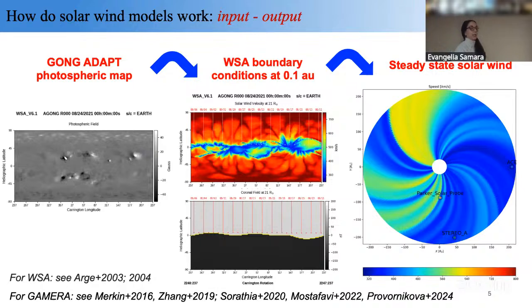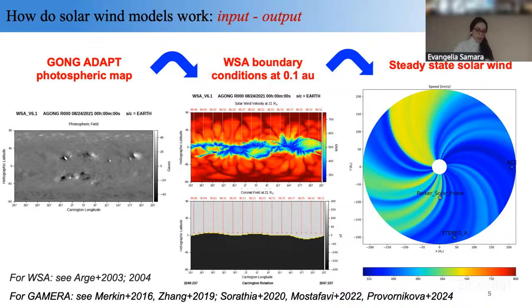Now, in this slide, I will describe more or less the same things that I said before, but in a more visual way for you to understand better what is the input and what is the output. We all know the magnetograms on the left-hand side of the slide. I specifically use the GONG-ADAPT magnetograms to drive the pipeline of models. These magnetograms are fed into the WSA coronal model in order to produce the boundary conditions at 0.1 AU. And what are those boundary conditions?